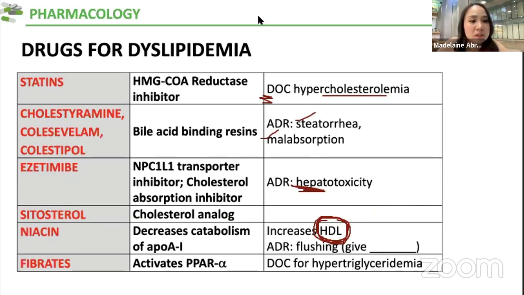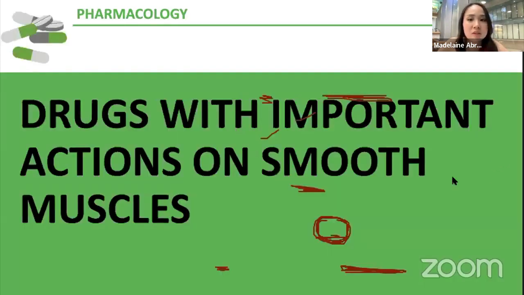Then lastly, your fibrates activate your PPAR alpha. So it is a drug of choice for hypertriglyceridemia. Recap. Pag cholesterol mataas, gamot, statin. Pag HDL mababa, gamot, niacin. Pag triglycerides ay mataas, gamot, fibrates. Okay? So remember these basic concepts.